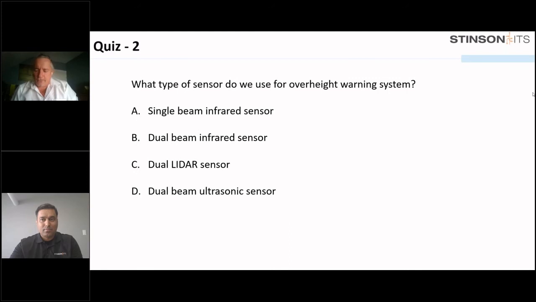Okay, it looks like everyone has answered this question too. In this case, for quiz number two, the right answer was B again, dual beam infrared sensor, like we mentioned during the webinar.